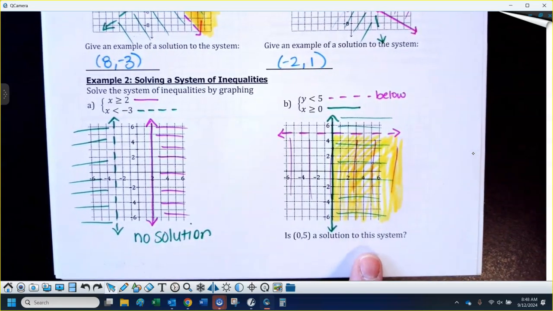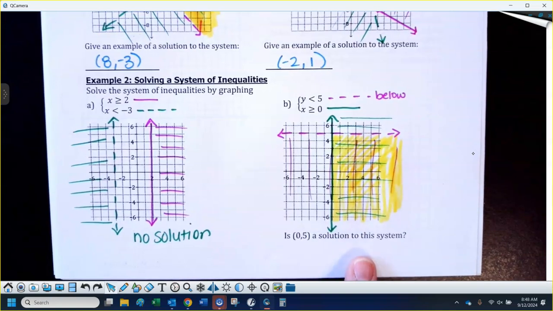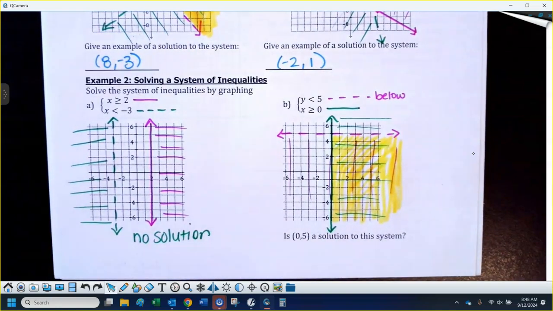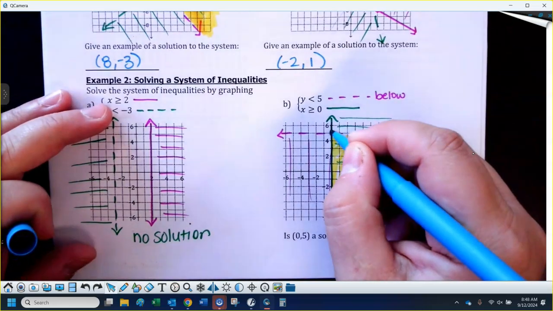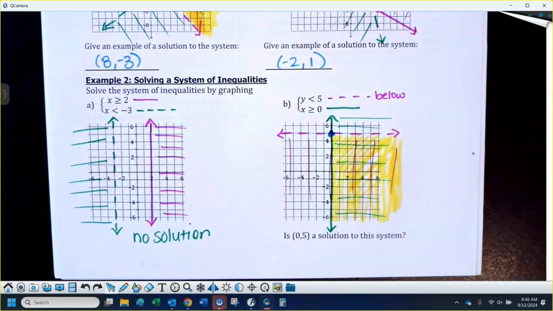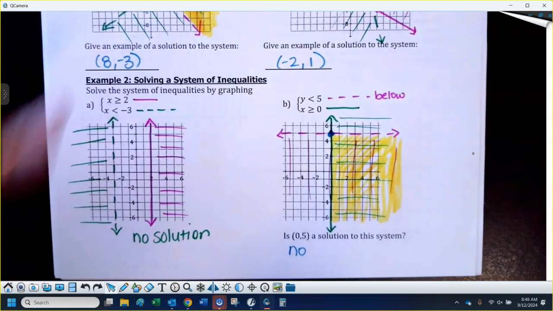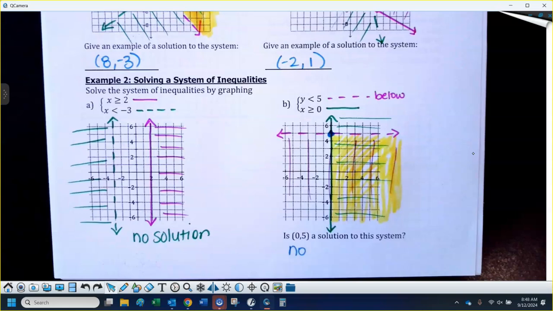This is a really tricky question. Is (0, 5), that point, let me identify it here, right here. Is that point a solution to this system? Because exactly, this is really tricky.